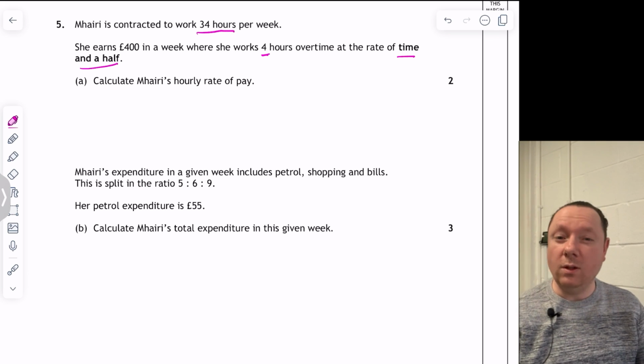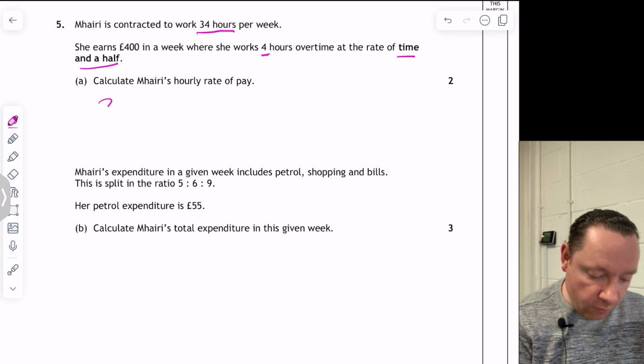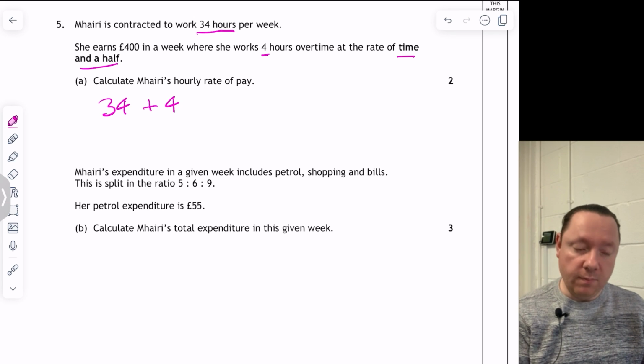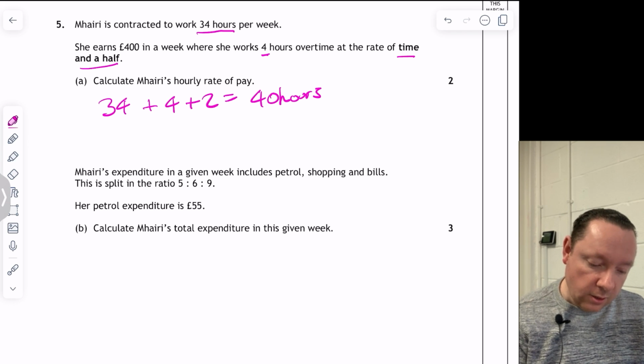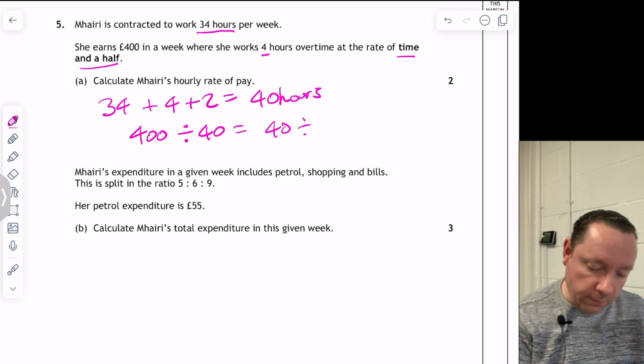So I can work out what hours that would be if it was just normal by saying I've got 34 plus our 4 hours. If it was double time, I'd add 4 again, but it's time and a half, so half of 4 is 2. So that's 34, 38, 40 hours a week is how much she's really getting paid for. So now it's £400 divided by 40. So I can drop the 0 to make 40 divided by 4, and that is £10 per hour.